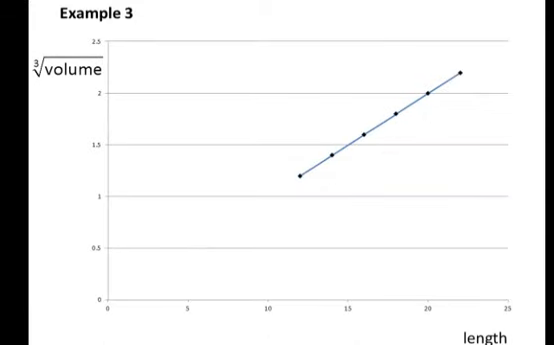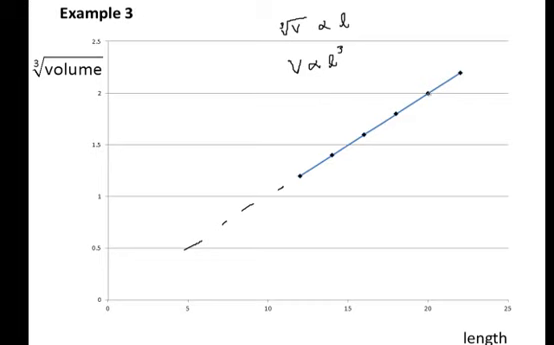And we see we get a straight line, and again, if we continued it on, it would be heading directly towards the origin, which proves proportionality. So we can say the cube root of V is proportional to L, and if we cube both sides, we get V is proportional to L cubed.